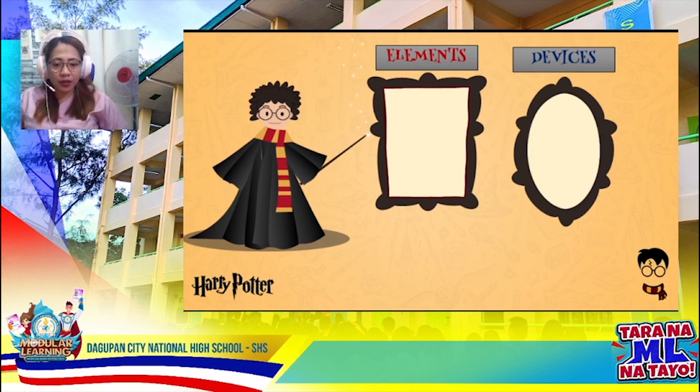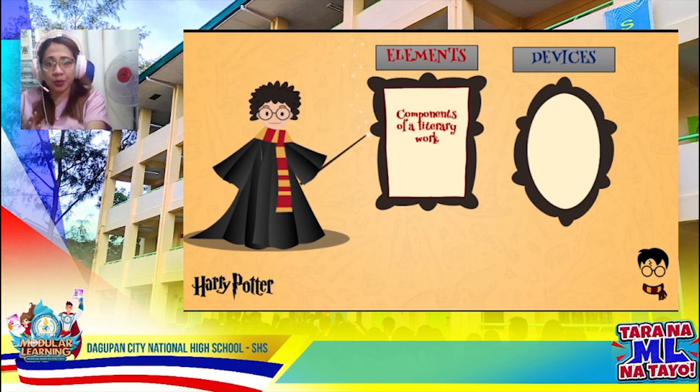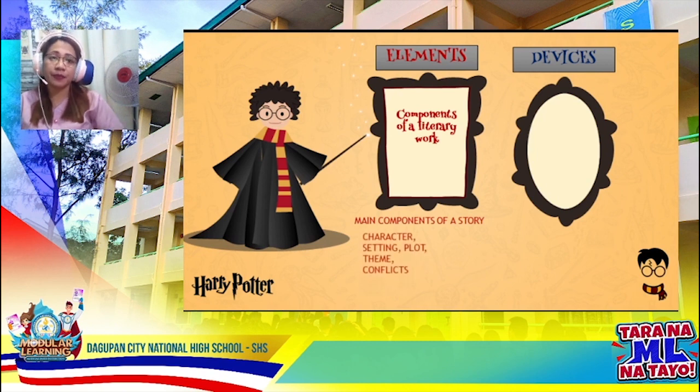Now, just like I promised a while ago, I'm going to show you the difference between literary elements and literary devices. When we say literary elements, these are components of a literary work. These are the must. They cannot be missing. So these are the main components of a story. What are these main components again? We have the character, the setting, the plot, the theme, and the conflicts. Okay, if one is missing, you cannot create a good story.